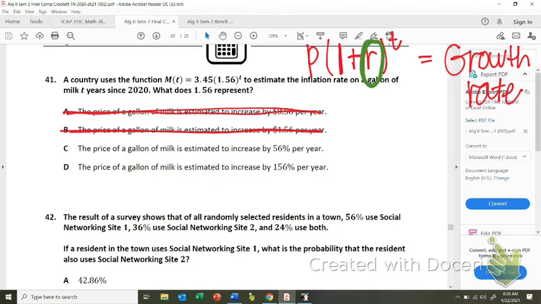So if we're just looking for the R, 56% or 156%? 56%. Yes. Now, if it just said the rate, it'd be 156. But it says the inflation rate. What if it said the decrease rate? Instead of it saying 1 plus R, it's going to say 1 minus R. Yep. All right.